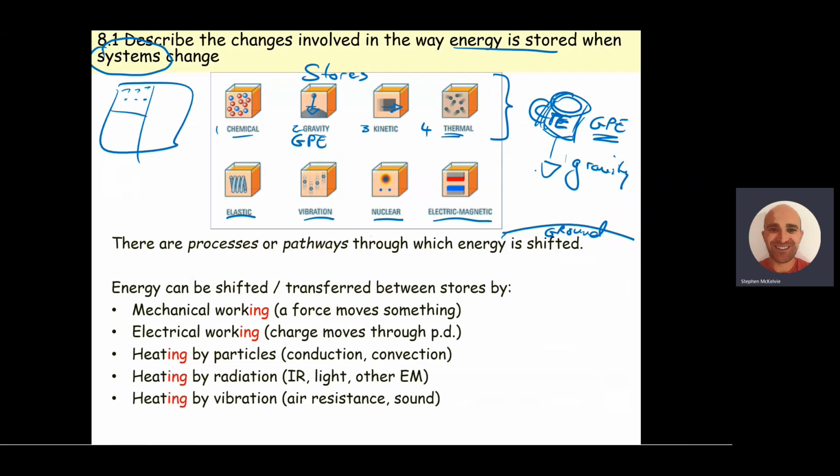The hot cup of tea, as it's falling through the sky, will also be releasing energy into the environment. And when we say the environment, I mean just anything around the hot cup of tea. That's going to be through another process or pathway, another form of energy transfer. That'll be heating. So basically, mechanical working, electrical working, and heating, they're the three things that can change energy stores that allow things to happen.